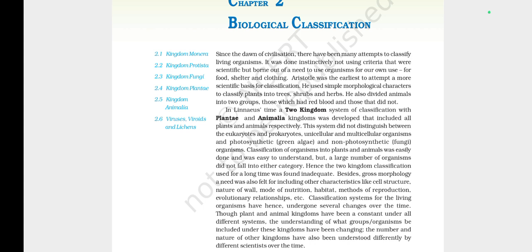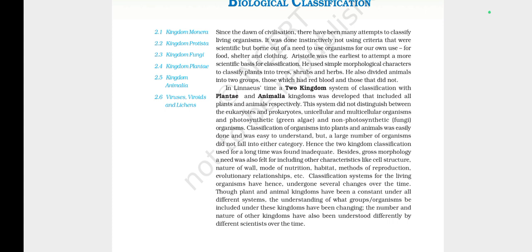Besides gross morphology, a need was also felt to include other characteristics like cell structure, nature of wall, mode of nutrition, habitat, methods of reproduction, and evolutionary relationship. Classification systems for living organisms have hence undergone several changes over time. Though the plant and animal kingdoms have been constant under all different systems, the understanding of what groups of organisms were included under these kingdoms has been changing. The number and nature of other kingdoms have also been understood differently by different scientists over time.